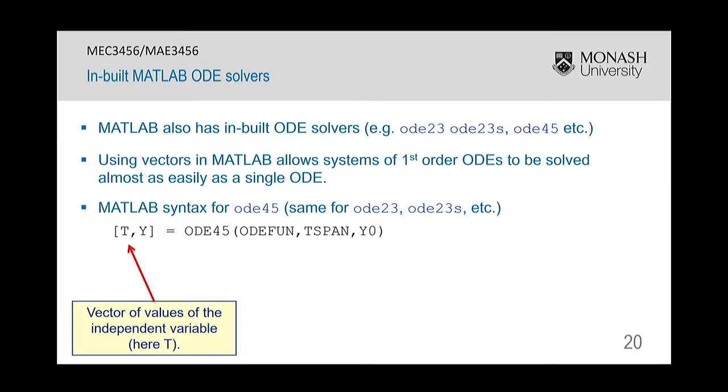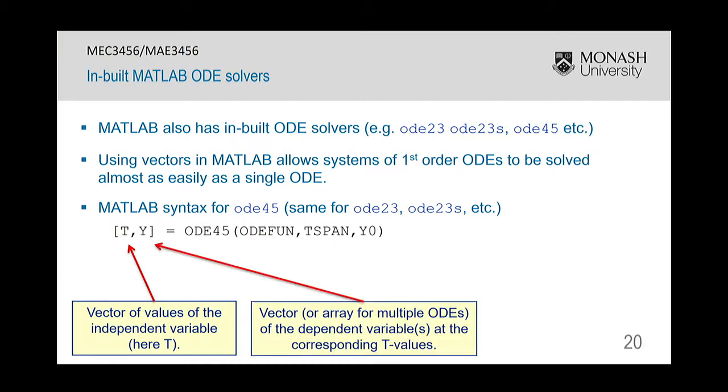The outputs, first of all, are t, which is a vector of values of the independent variable, so here it's time. And y is a vector, or array if you have a system of ODEs, of the dependent variables at the same times as are given in the vector t.